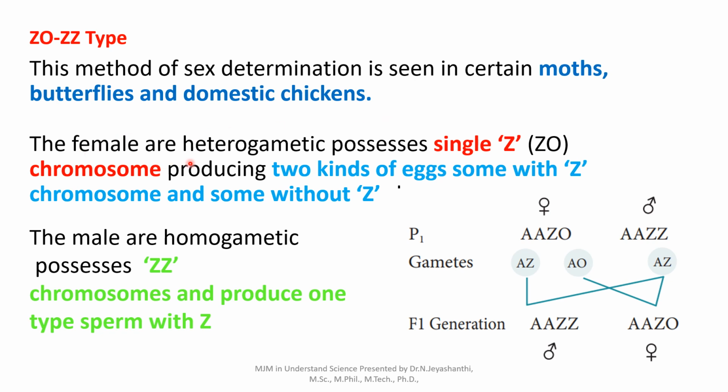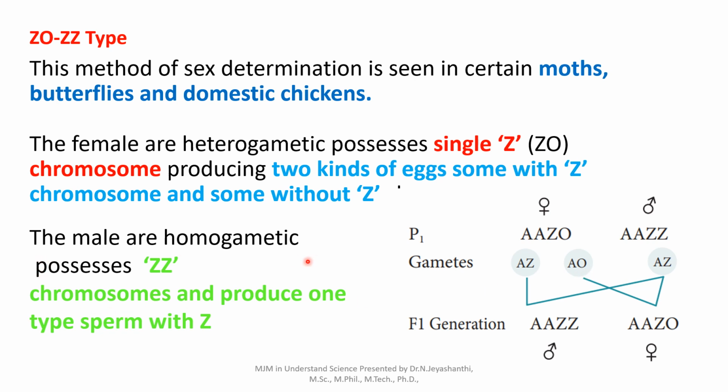Here, females are heterogametic, possessing a single Z chromosome. It produces two types of eggs, one with Z chromosome, another one without Z chromosome. See here, this is the female. The female produces two types of gametes, AZ, where A represents autosome, and AO, that is without Z chromosome.